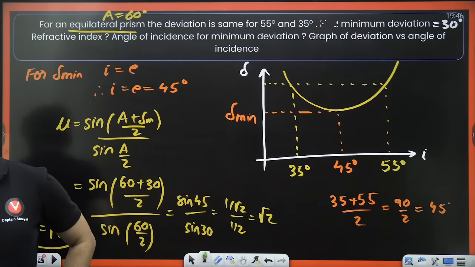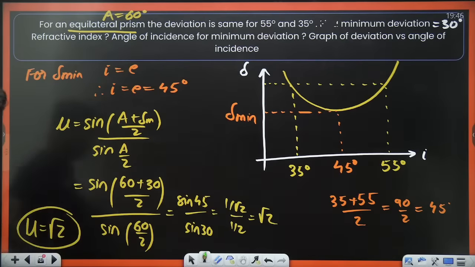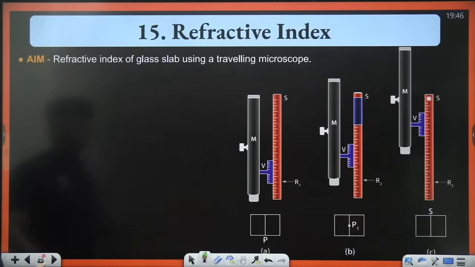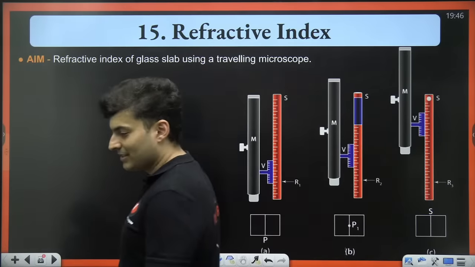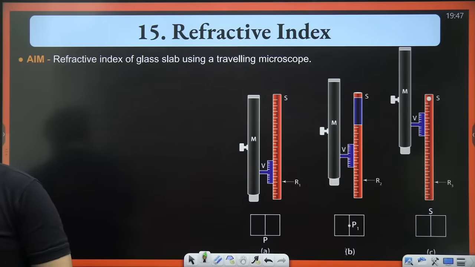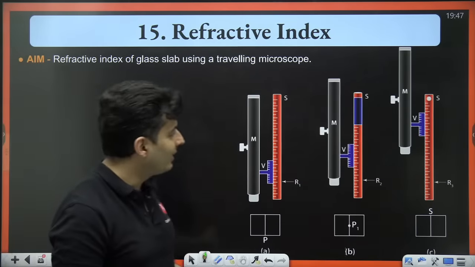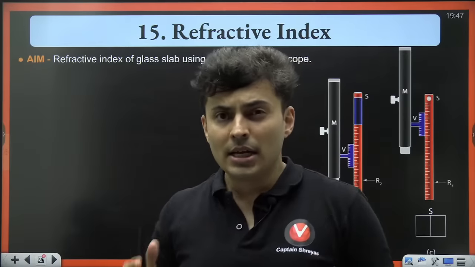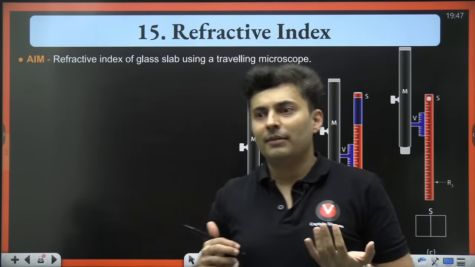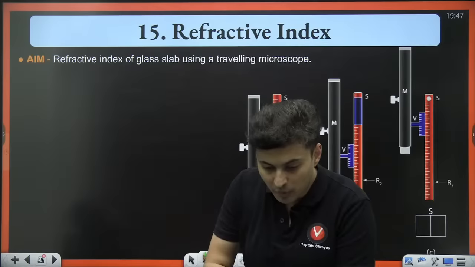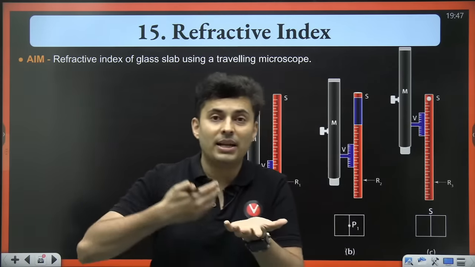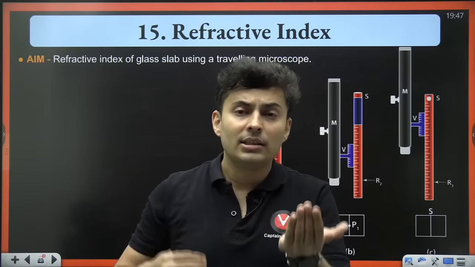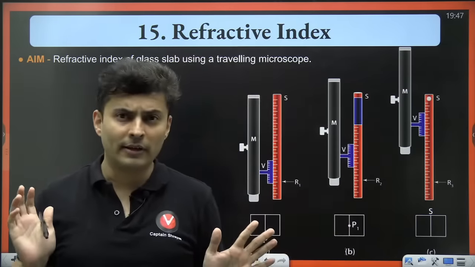All right. Let's see. The next one, refractive index of a glass slab using a traveling microscope. This is one of the easy experiments. Very nice. Everybody wrote the final answer for the previous question. Here, we know that when you look inside a swimming pool, the surface of the pool appears closer. That is the concept of apparent depth or apparent height that happens because of refraction.